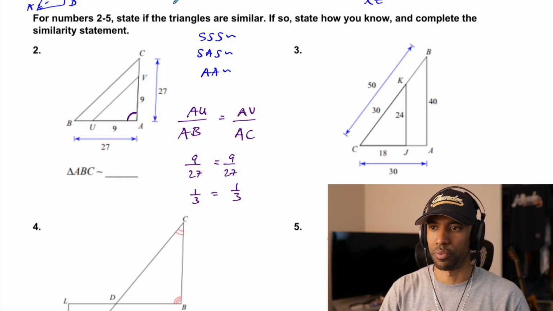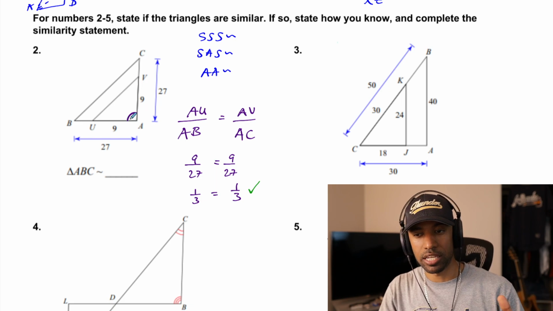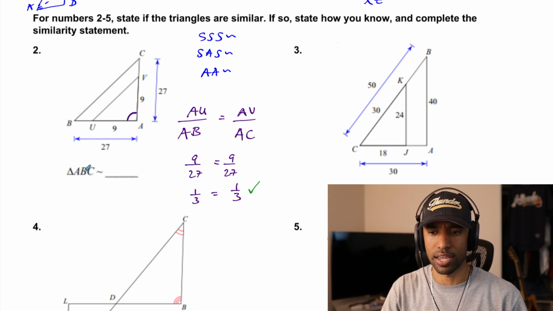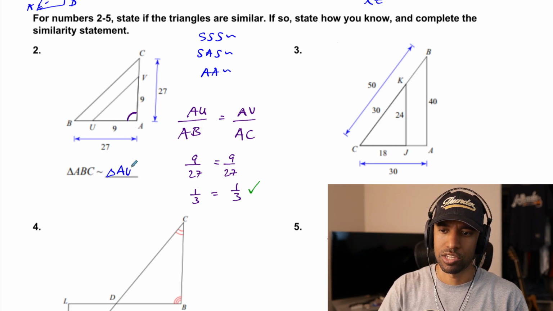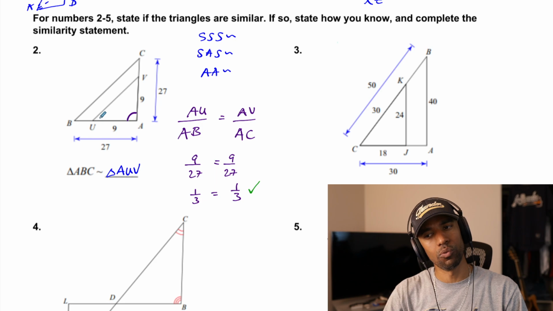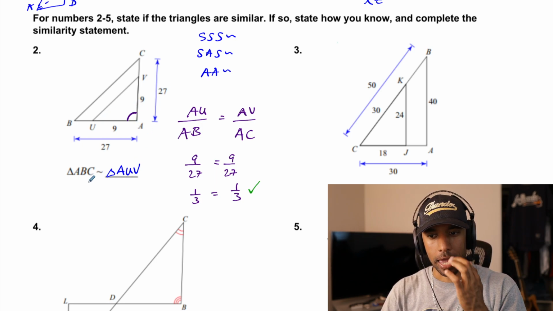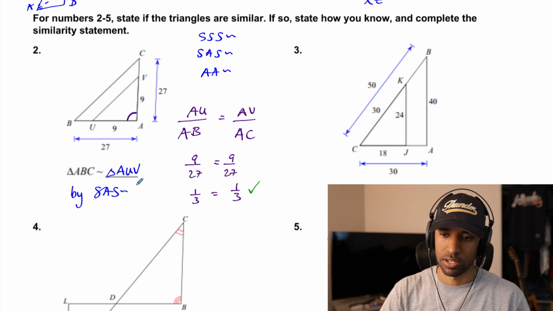So 1 to 3, 1 to 3, whatever that thing checks out. So sides are proportional. The included angle, the angle in between, is congruent. That is a side angle side case where triangle ABC is indeed similar to triangle AUV. ABC, AUV. And I guess AVU could work because there's still 9 and 27 for both sets, but AUV there. This is by side angle side right there.